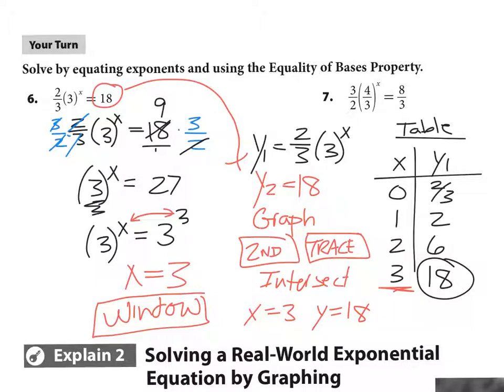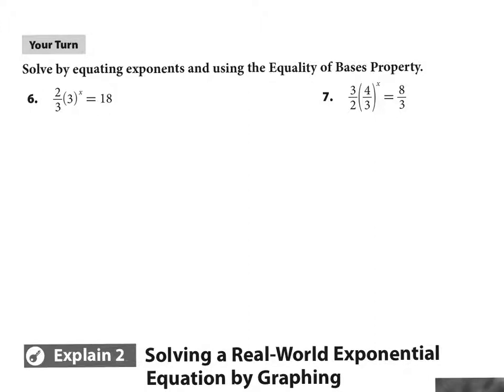All right, let's go ahead and go to problem number 7, and we'll do it algebraically too. Now again, you have these other methods with the table or graphically on the calculator, but we'll do it algebraically. So first thing we're going to do, get rid of the 3/2. So we multiply both sides by 2/3. So those all cancel. So now I'm left with 4/3 to the x equals 16/9.